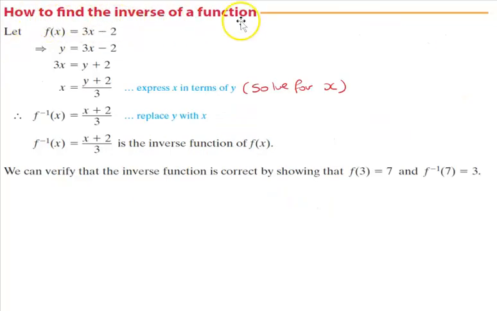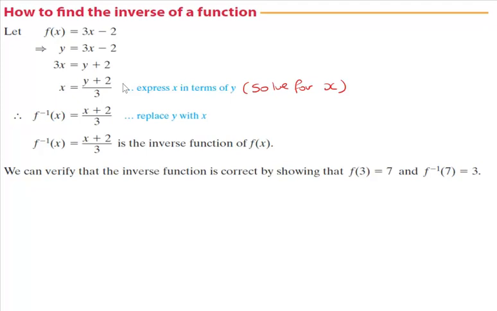How to find the inverse of a function? Let f(x) = 3x - 2. So let's say this is our function, f(x), and we want to find the inverse of that function. So we replace f(x) with y. So now we have y = 3x - 2. Now we're trying to solve for x, get x on its own. So we're going to make x the subject of the formula.